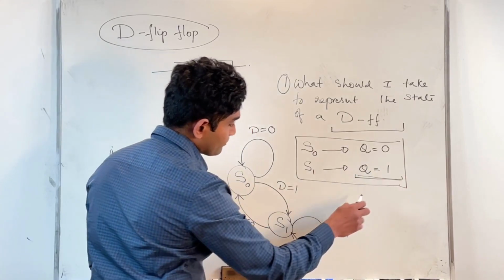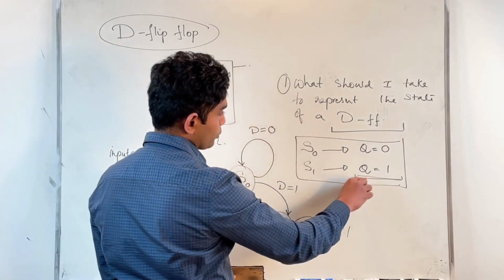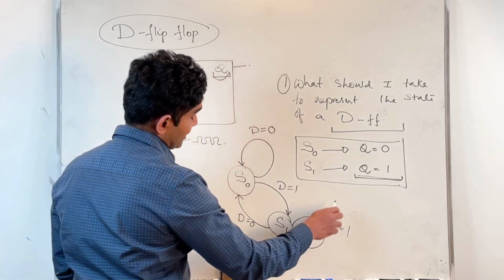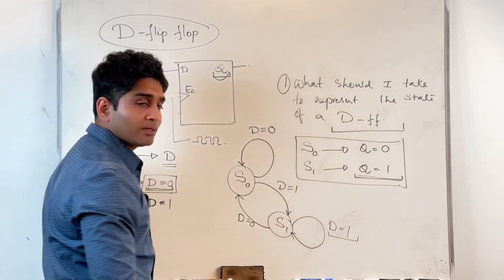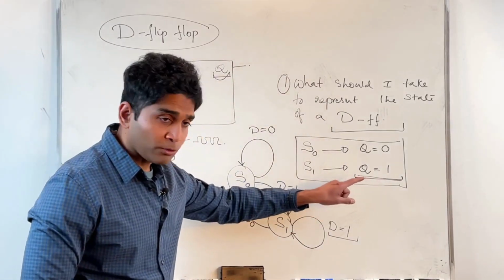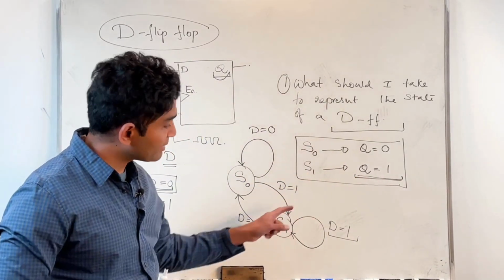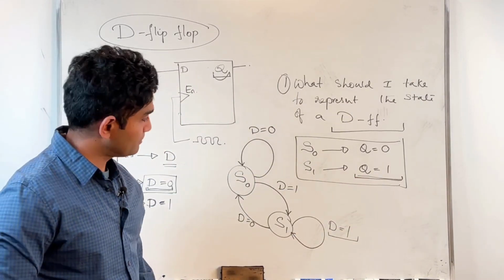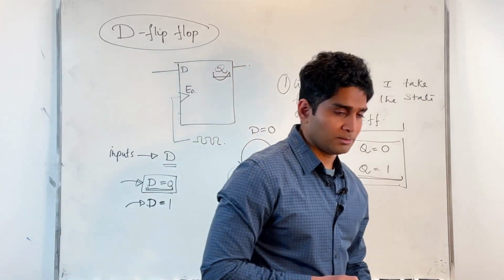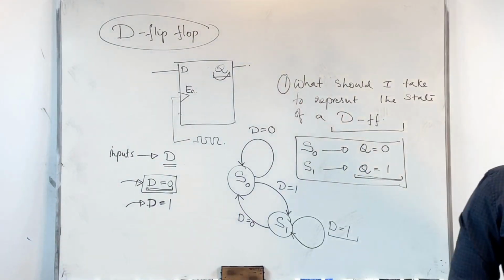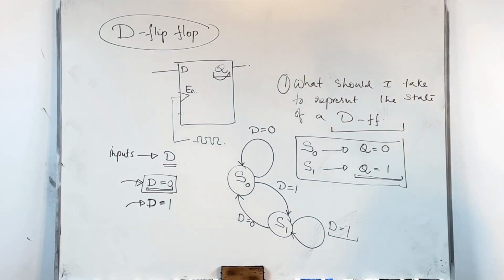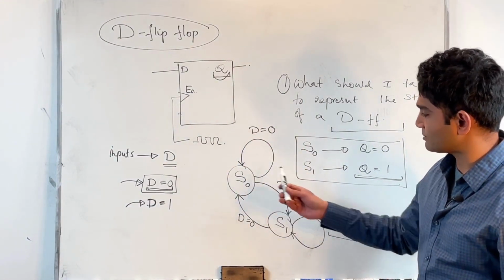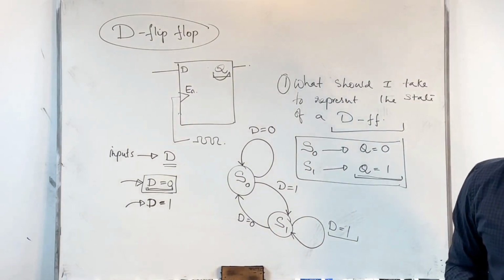S1 because in the present state Q equals 1, the input acting on the state is D equal to 1. My output follows the input. So in the next state, I remain in the same state of Q equal to 1. Okay, and that is the state diagram of a D flip-flop. It has two states, S0, S1, and based on the input, these are the state transitions for that particular flip-flop.